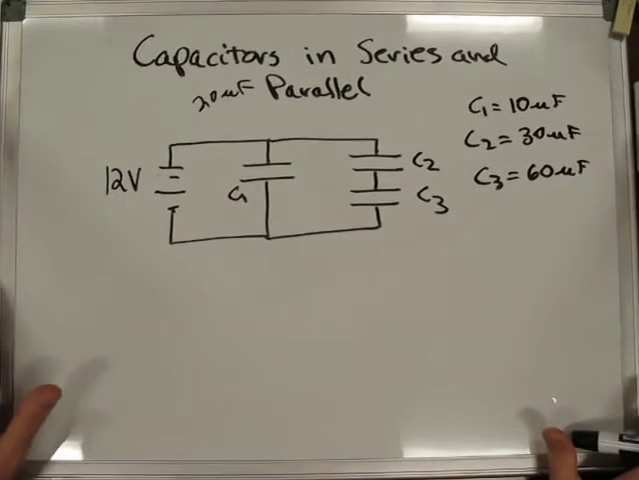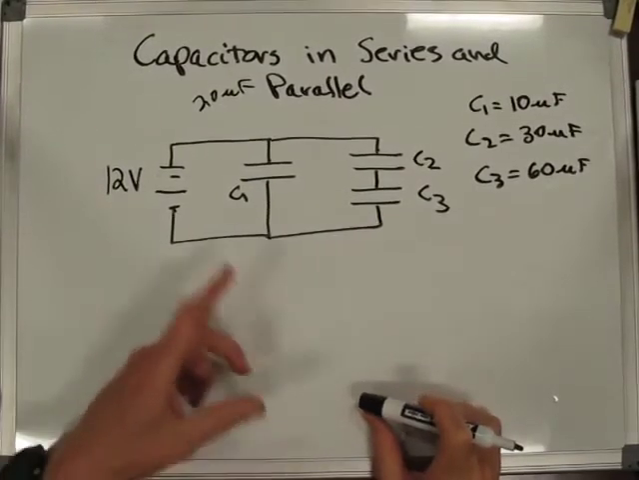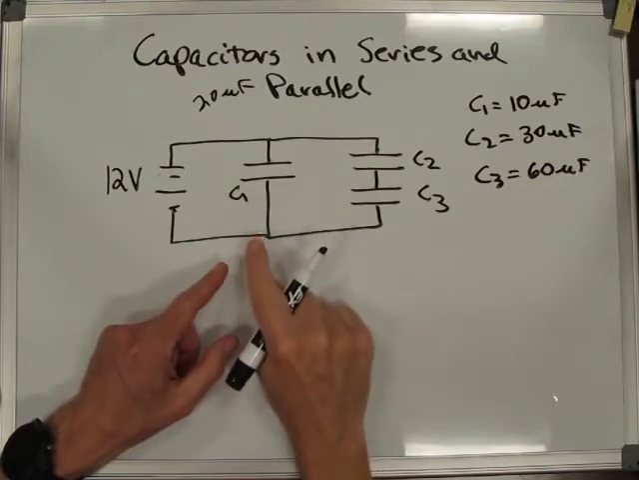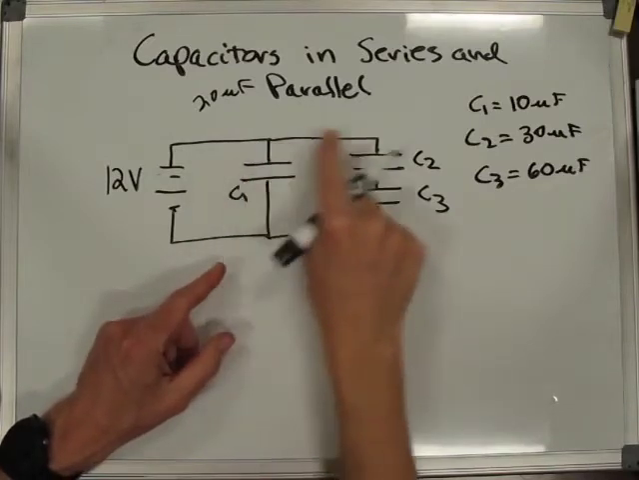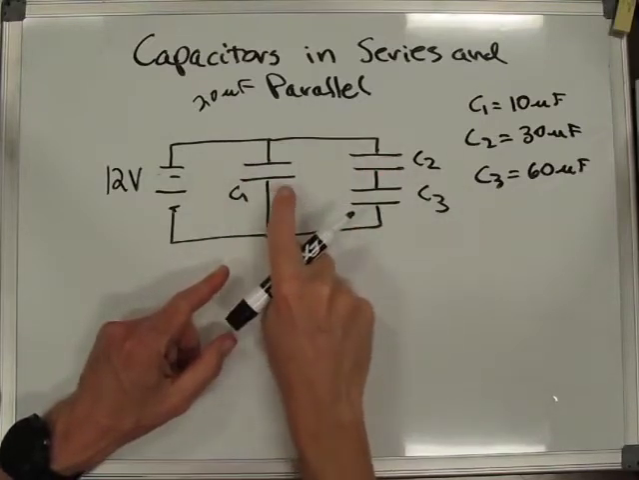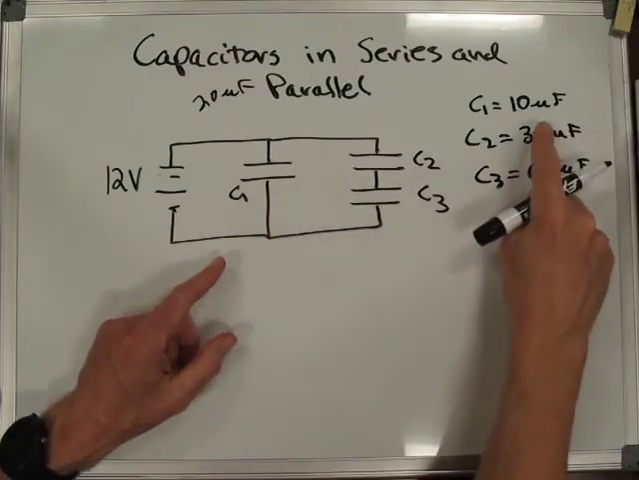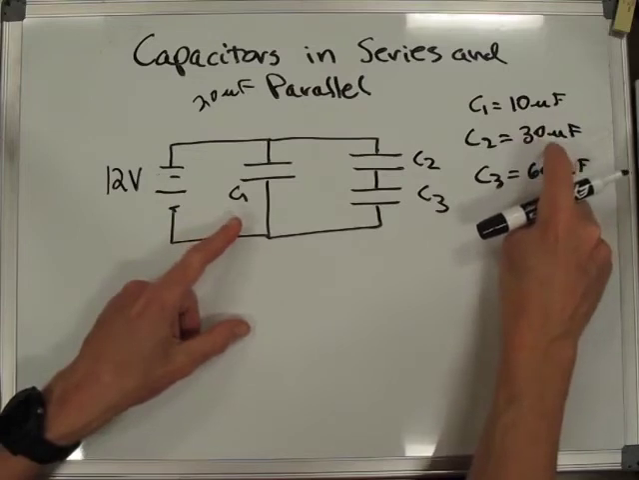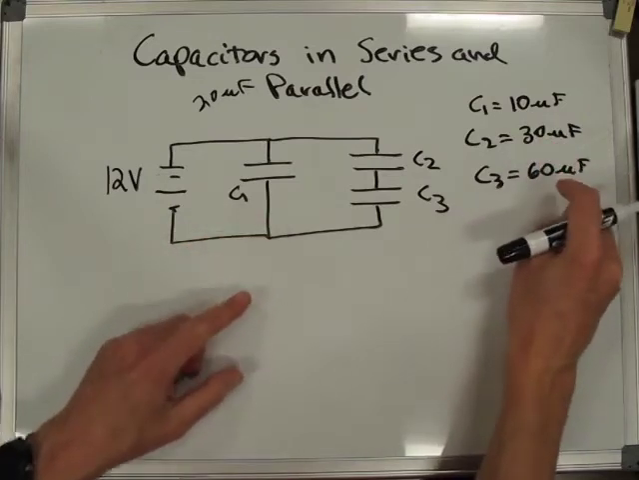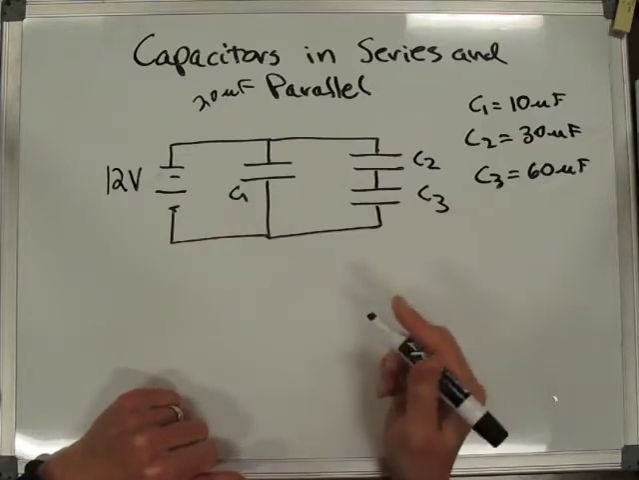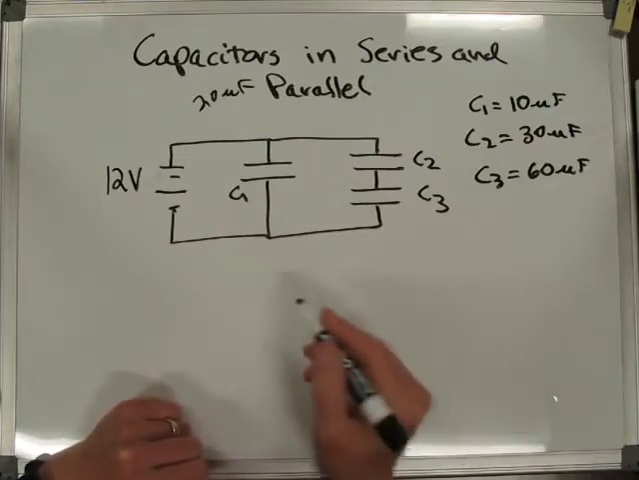So let's do another example. In this example, I have this circuit. It's a little different than the last one. It's got two branches that are parallel. One contains a single capacitor, the other contains two capacitors in series. The capacitors are C1 is 10 microfarads, C2 is 20, and C3 is 60. And the voltage here is 12 volts. We can answer a bunch of questions.